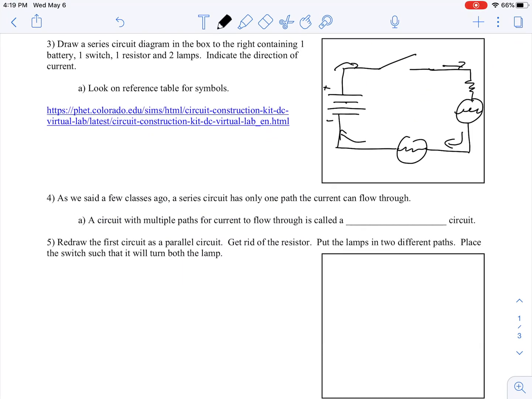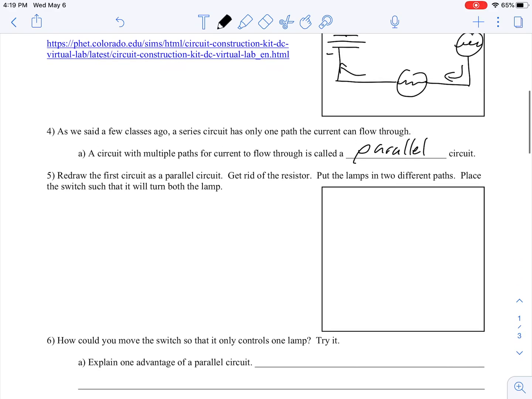As we said a few classes ago, a series circuit only has one path for the current to flow through. A circuit with multiple paths for the current to flow through is called a parallel circuit. Those are the two major types of circuits we're going to be talking about repeatedly in this unit. Series circuits, where it's just one loop. Parallel, where there are multiple paths for the current to go through. What does that look like exactly?